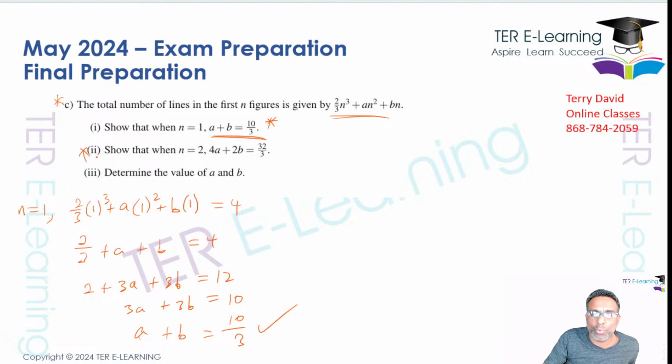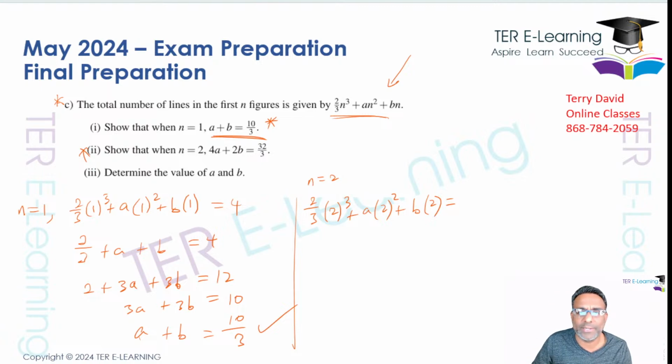For the second one here, show that when n is equal to 2. So we're going to plug 2 in now. So n is equal to 2, and you're going to plug that into this equation here. So this is going to be 2/3 by 2 cubed plus a by 2 squared plus b by 2, and that is equal to the total number of lines in the first n figures.